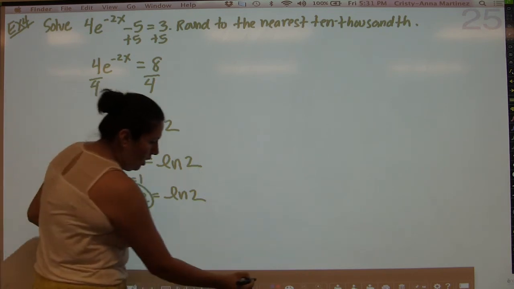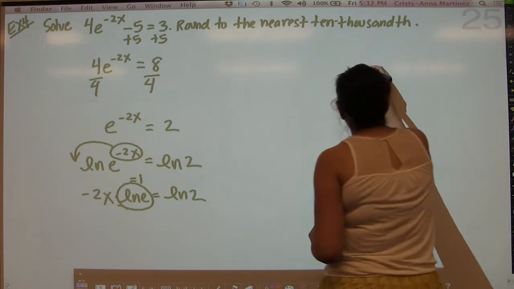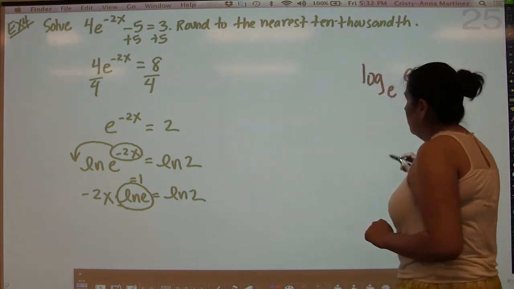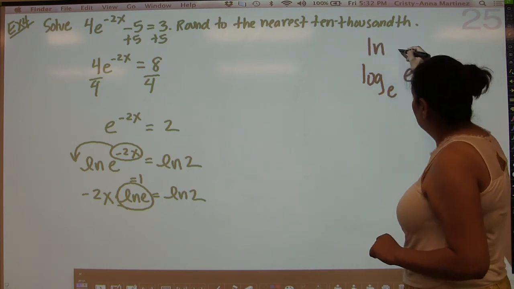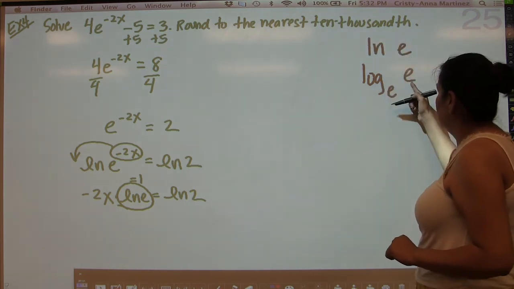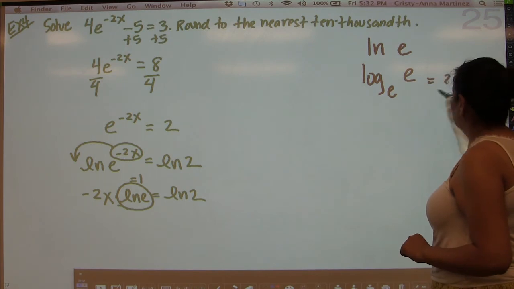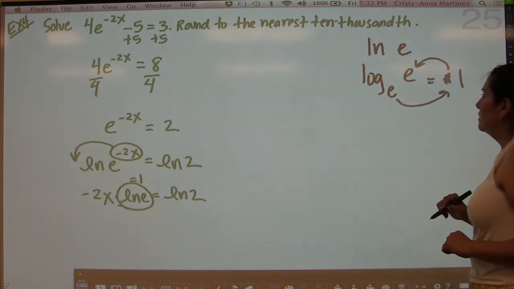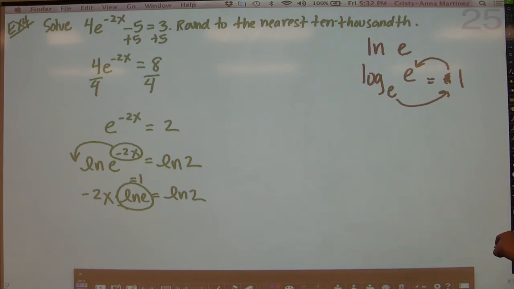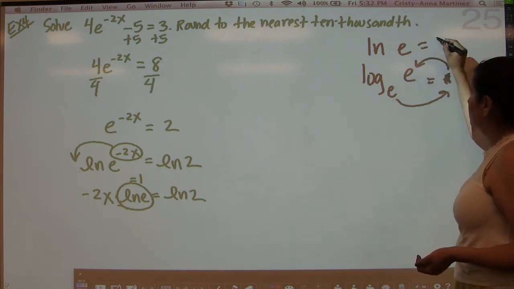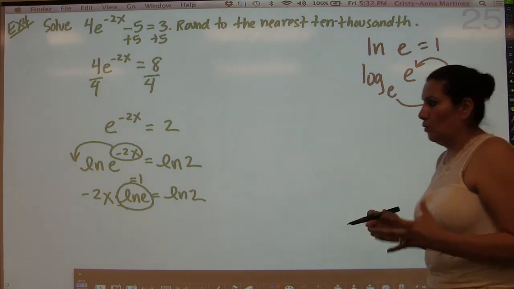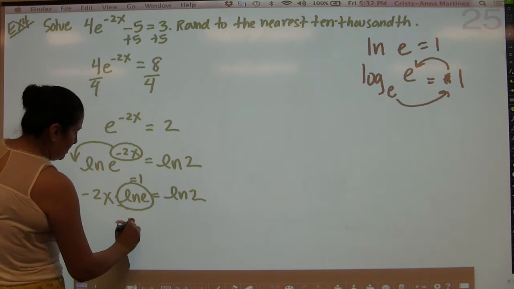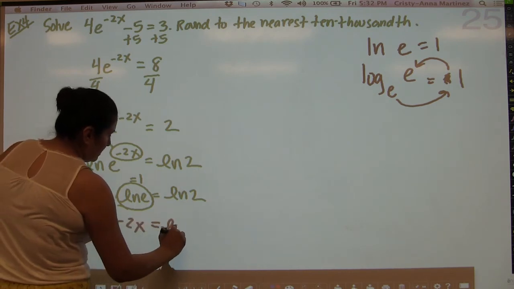And if you don't know why, I can tell you over here that that's log base e of itself. Because remember that log base e is the same thing as ln. So when you have ln e, it's log base e of e. So the question that you're asking there is e to what power is itself? Well, this would have to be a 1. So log base e of e is 1, therefore ln e is 1. So anytime you have ln e, you're going to get 1. So basically, 1 times negative 2x is just negative 2x equals ln 2.